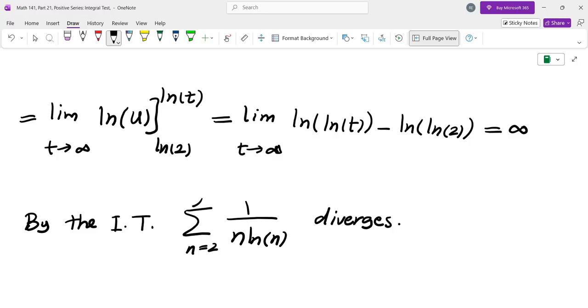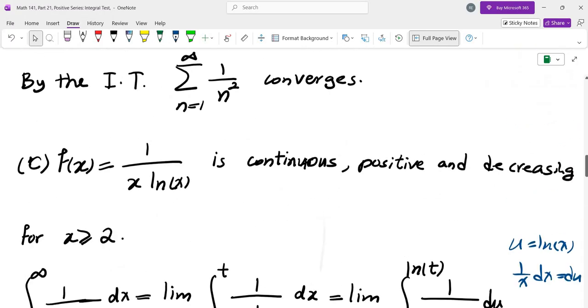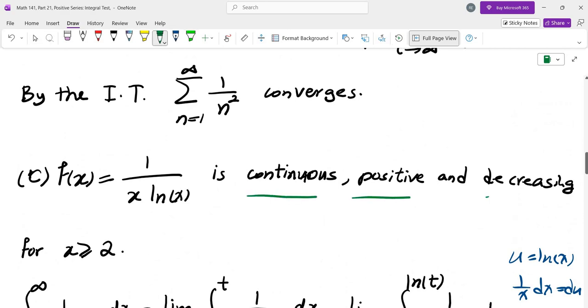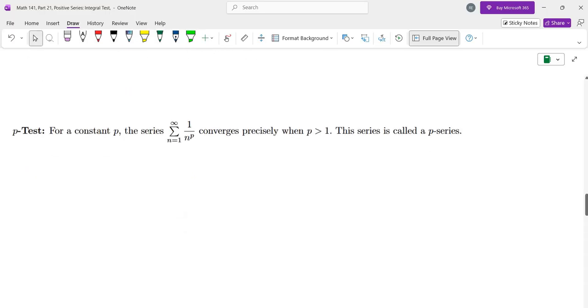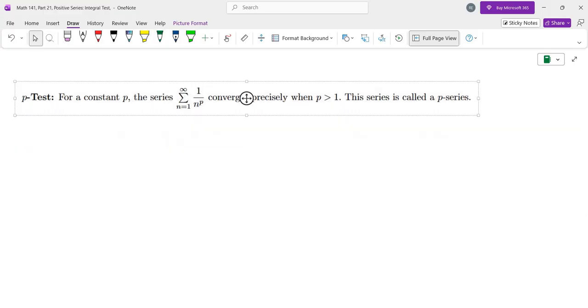So again, we'll have to check the conditions. We'll have to mention the tests. So the three conditions for the integral test are positive, continuous, and decreasing. So the first two examples that I did, the sum of 1 over n and the sum of 1 over n squared, are examples of what we call P series. And this is a very useful one to remember. The P-test tells us that for a constant P, this series converges precisely when P is greater than 1.